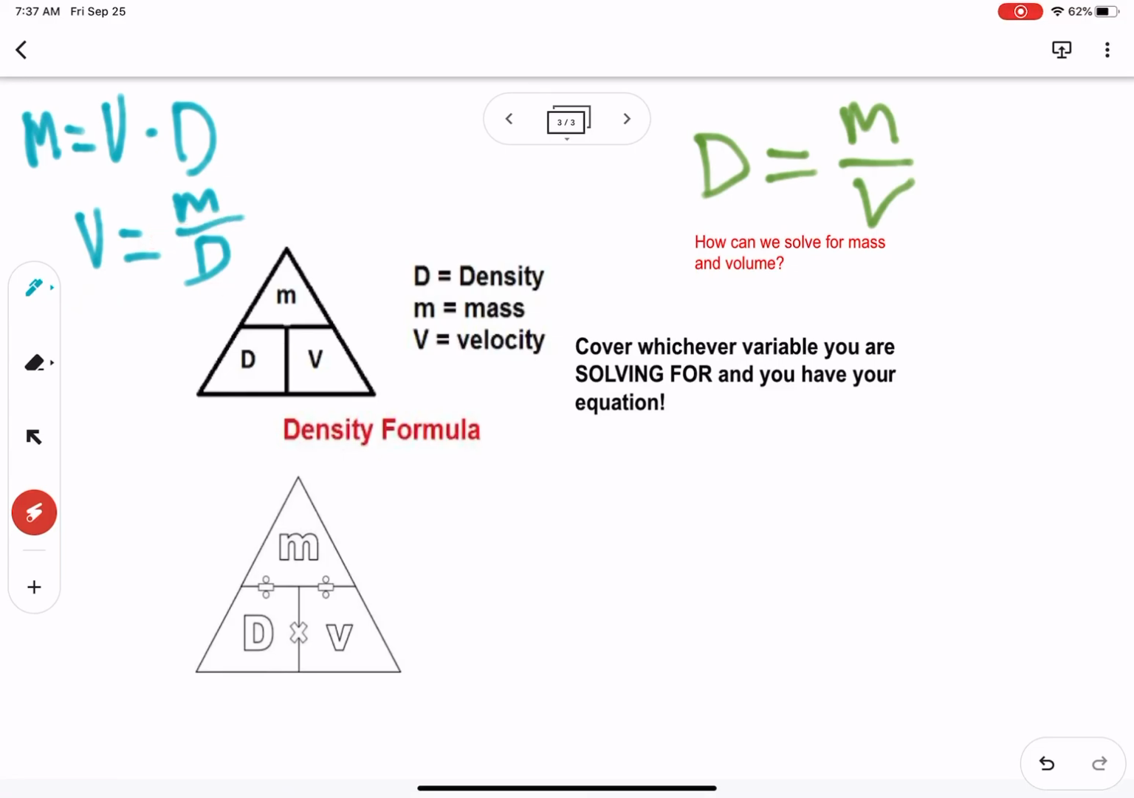So this equation right here is going to be used throughout these triangles. And like I said, we're going to have different equations, especially next semester when we get into physics, and we can always put them in this triangle right here.